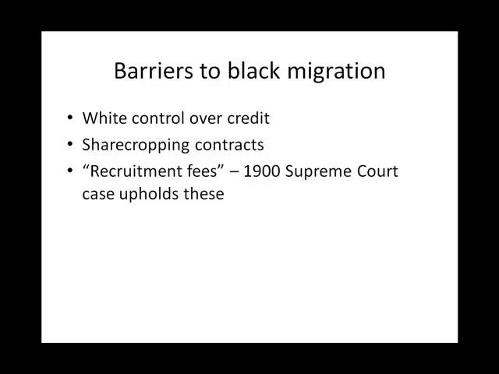Recruitment agents who were traveling throughout the South trying to encourage blacks to move from one place to another were often slapped with heavy fines or fees, which the Supreme Court in 1900 held as constitutional. They did not see this as a fault. However, the migrations outside of the South created a whole new set of problems.